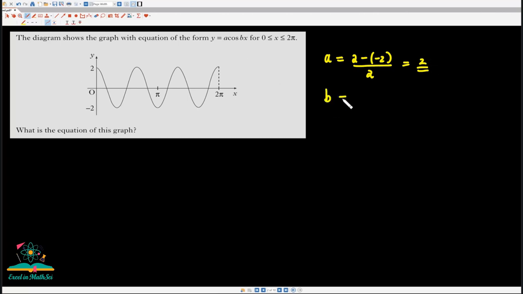And b, now b would be the number of waves in 360 or the number of waves in 2 pi. So if you count the number of waves, you've got one cos wave, that's 1. So you've got 2, that's 3. So b is equal to 3. So therefore the equation of this graph would be 2 cos 3x.